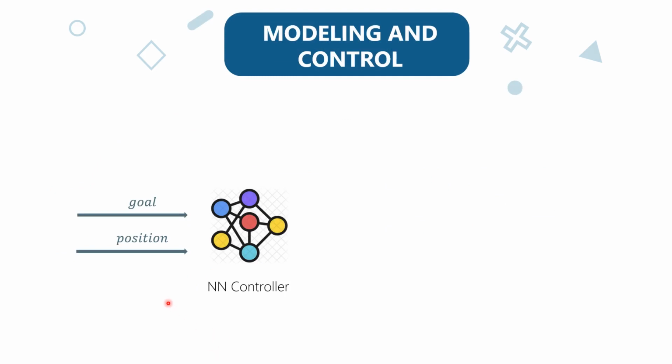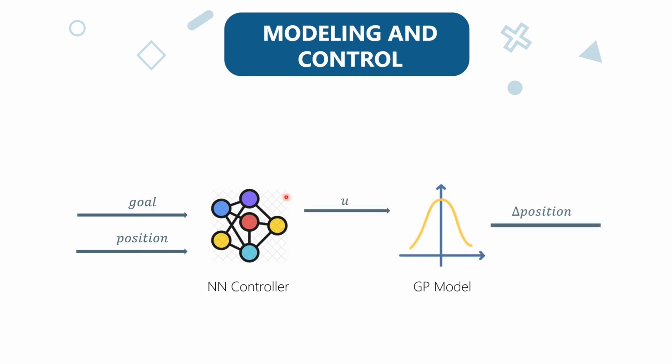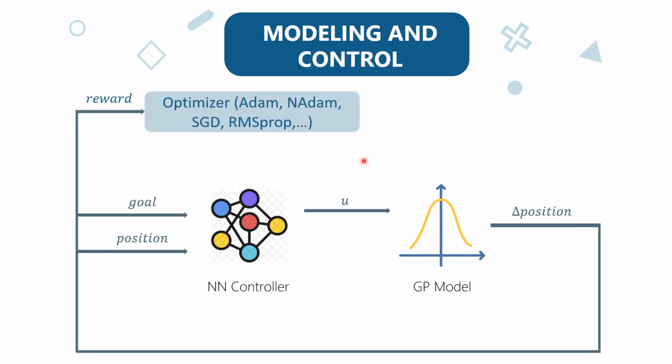We have used a neural network architecture to train the controller for reaching a goal destination. By feeding a goal position and the actual position to the controller, and using a GP model to predict the next state based on the neural network output, which is a valve command, the controller can be trained. For that, a suitable reward function has to be chosen.